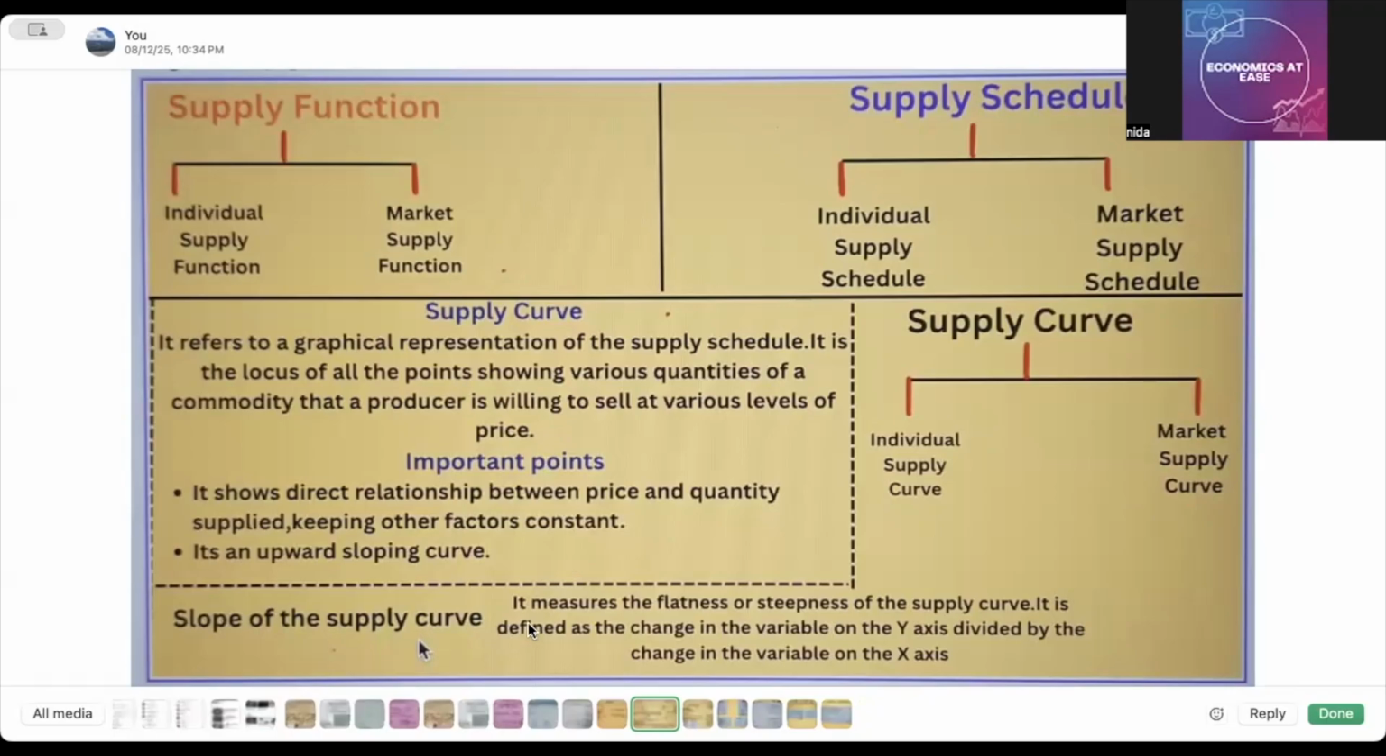Slope of the supply curve measures the flatness or steepness of the supply curve. It is defined as the change in the variable on the y-axis divided by the change in the variable on the x-axis. All these things have been discussed in detail in the videos, okay, so I'm just giving you the summary in a short form.